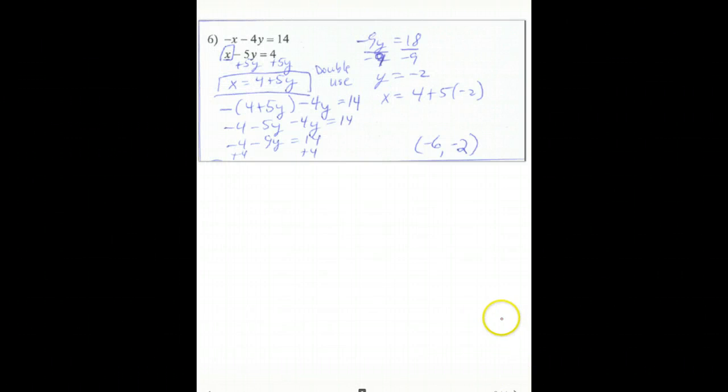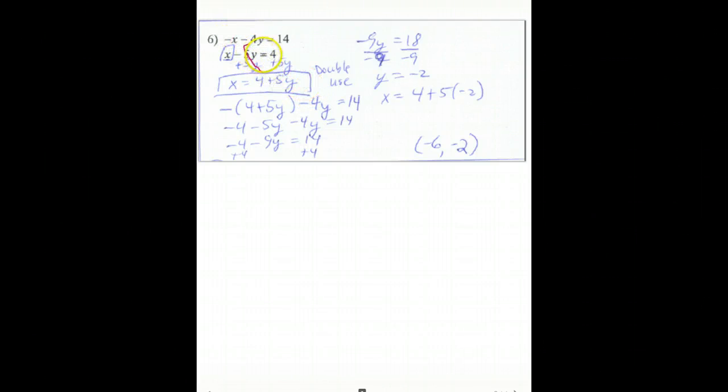The next problem, number 6 in the notes, is one where nothing is solved for a variable, and you have to decide which is the easiest letter to solve for in either equation. In this case, x is the easiest one to get by itself because there's no division. I just have to get this 5y over to the other side, which I do with a plus 5y, and I get x is equal to 4 plus 5y.